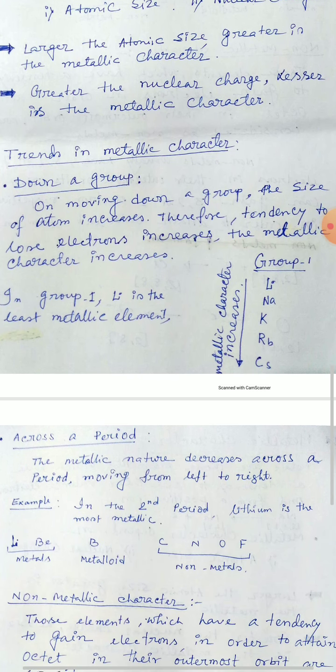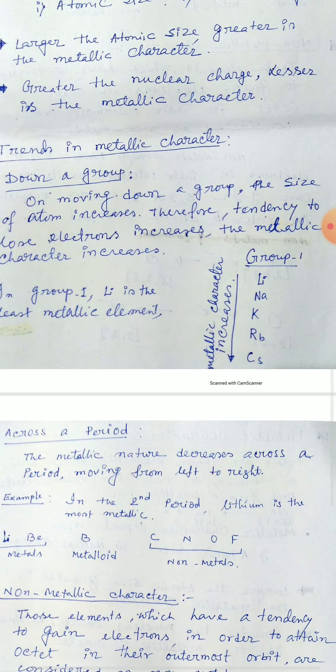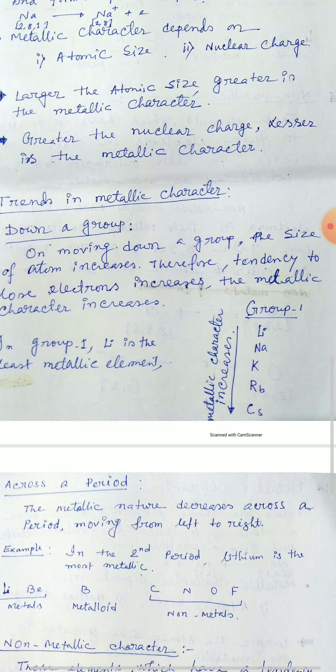Now, the second point: the greater the nuclear charge, the greater the force of attraction between the nucleus and valence electrons. Therefore, the tendency of losing electrons decreases, and metallic character decreases. So, the larger the atomic size, the greater the metallic character. The greater the nuclear charge, the lesser the metallic character.